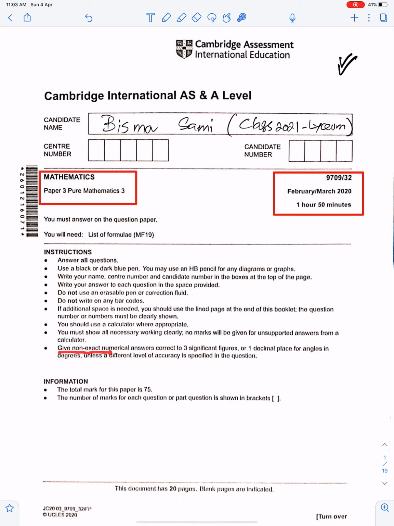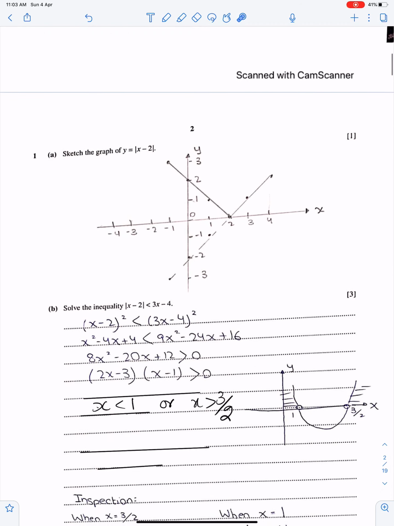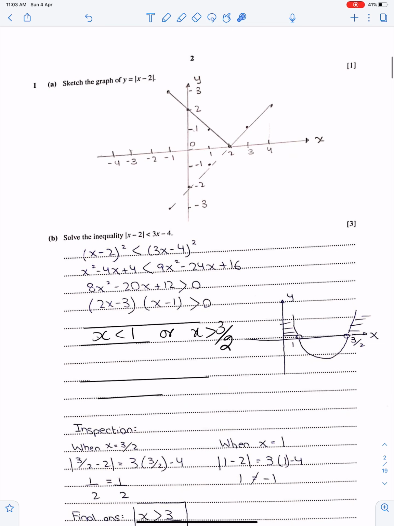Give non-exact numerical answers correct to 3 significant figures, or 1 decimal place for angles in degrees, unless a different level of accuracy is specified. So you must follow these instructions. An important tip: always read the questions carefully so that you can extract the given information correctly and properly.